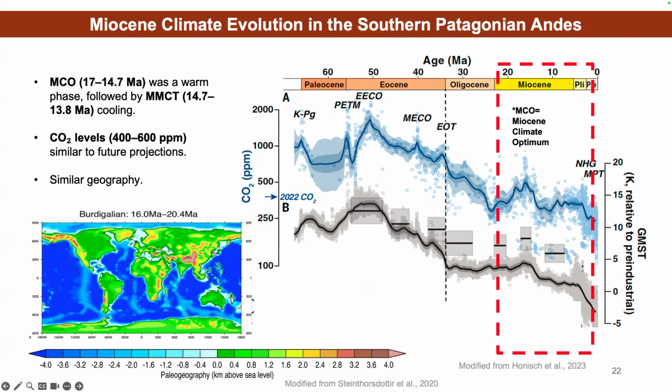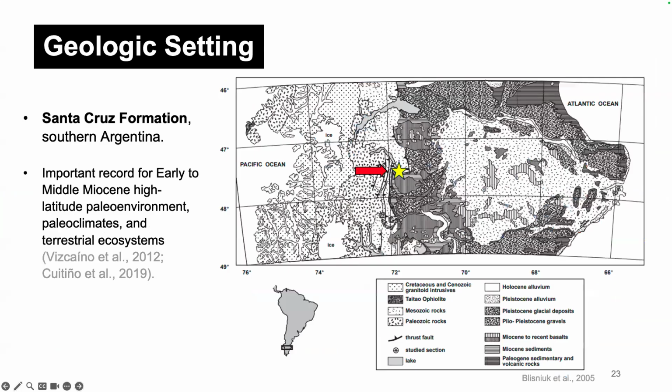During this time, atmospheric carbon dioxide levels ranged approximately between 400 and 600 ppm, and global temperatures were comparable to projections in the near future. Because the configuration of the continents and ocean circulation patterns were already similar to today's, the Miocene serves as an important climate analog. Studying this epoch helps us refine future climate projections by providing insights into how Earth's climate system responds to elevated CO2 levels. The study area is located in the Patagonian Andes, Argentina.